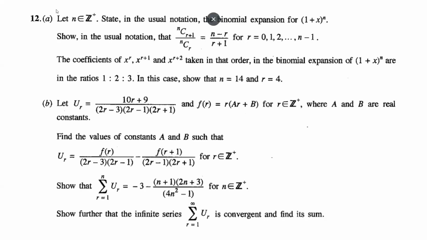Ur is equal to 10r plus 9 over 2r minus 3, 2r minus 1, 2r plus 1. This can be written in this format: fr over 2r minus 3, 2r minus 1. Now for fr, we can write A times r plus B.